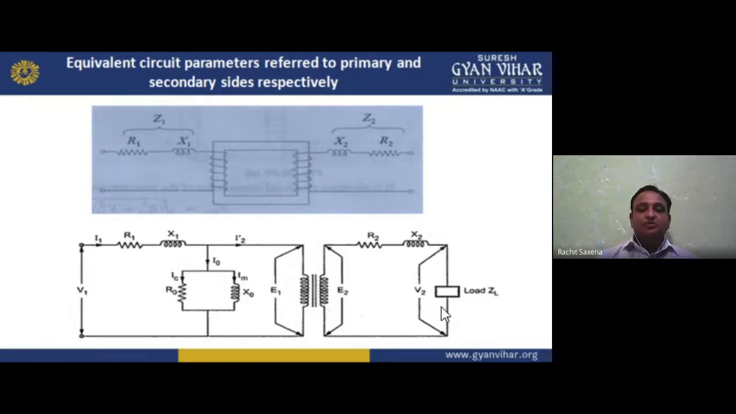Okay, the current flowing on the primary side is I1, and I2 is on the secondary side. So we can make an equivalent circuit. The equivalent circuit parameters referred to the primary and secondary sides respectively, which I want to show you. So I hope you understand about the equivalent circuit.